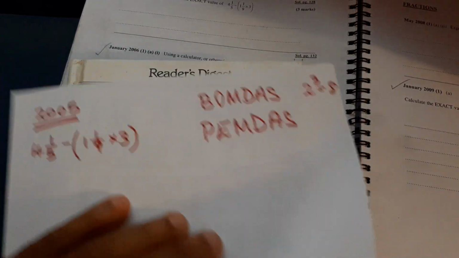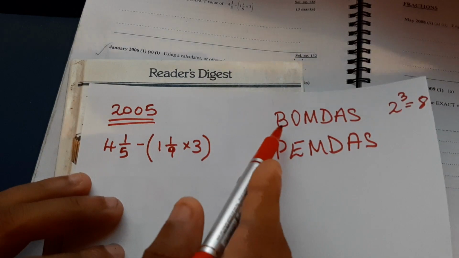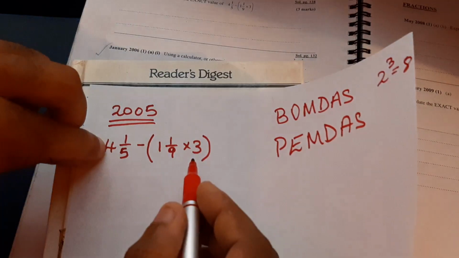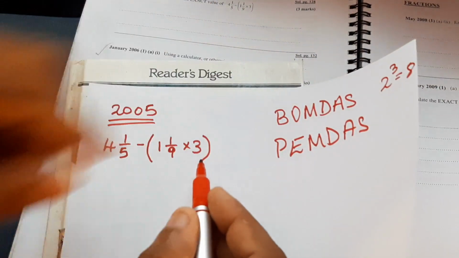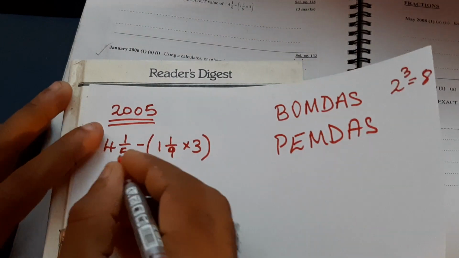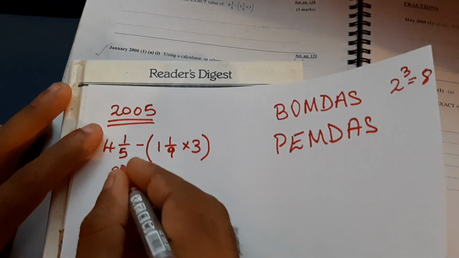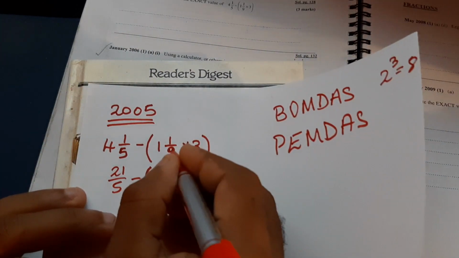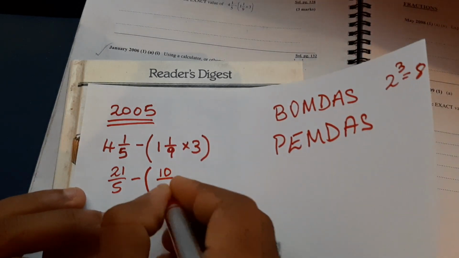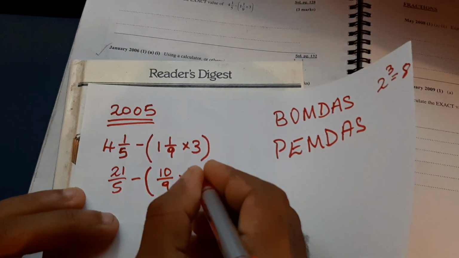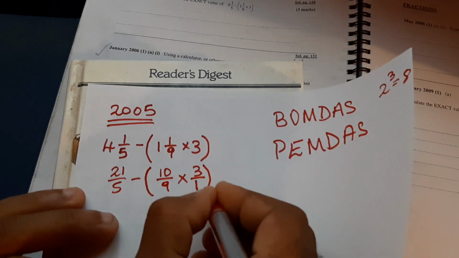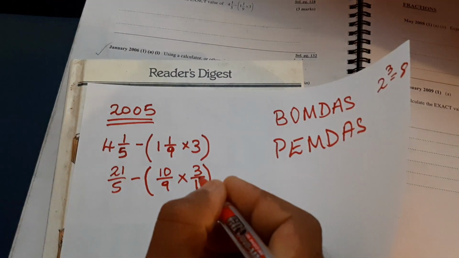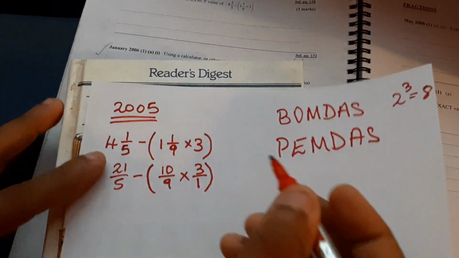So let's look at this question. What do we have? We have a bracket, so we're going to work inside the bracket first. But that doesn't mean I'm just going to leave this side here. What I'm going to do is change everything to improper fractions. Now, I'm going to have 4 times 5, 20, plus 1, 21 over 5 minus open bracket. Remember, I'm working the bracket first. So I'm going to have 9 times 1, that's 9 plus 1, 10 over 9 multiplied by 3 over 1, close my bracket. Why did I change it to 3 over 1? Because I want it to resemble a fraction, even though it's a whole number. But it resembles a fraction now.